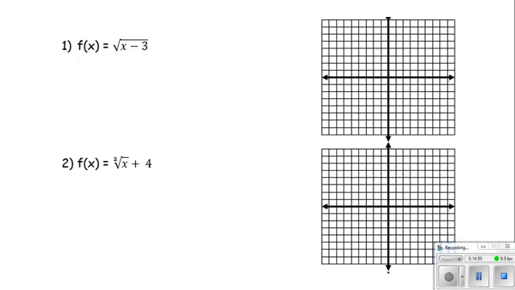So let's look at some examples. All right. So it's a square root. So I know the shape. It looks like this. I know where my vertex is going to be because I do the opposite of the inside number, keep the outside number. So this will be at 3, 0. So 3, 0 gives me a vertex right here. It's not being stretched, and it's not being flipped.